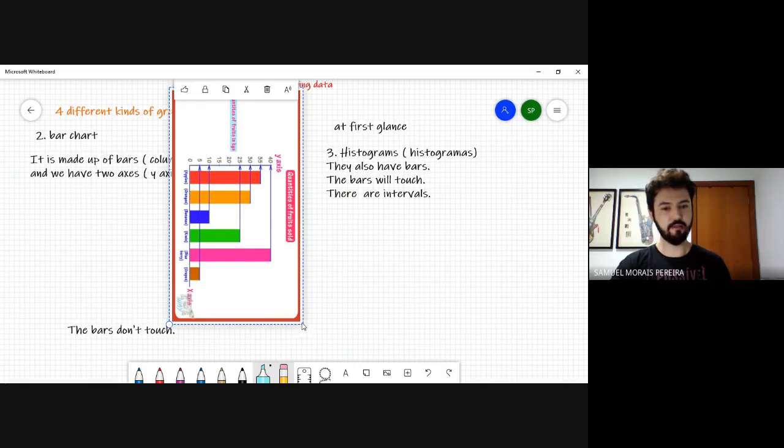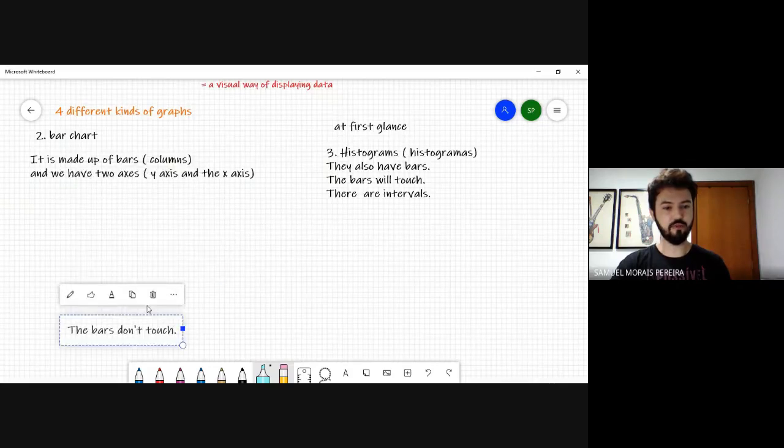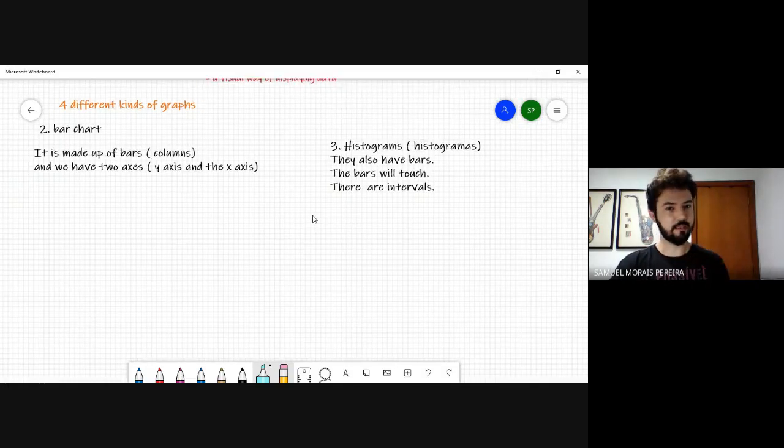Que é a característica fundamental do bar chart, ok? Ok. Okay, guys, so now let's practice. Eu comecei com exemplos fáceis, né? So that you could understand the idea, okay? The idea. Now let's move on to some examples here, okay?